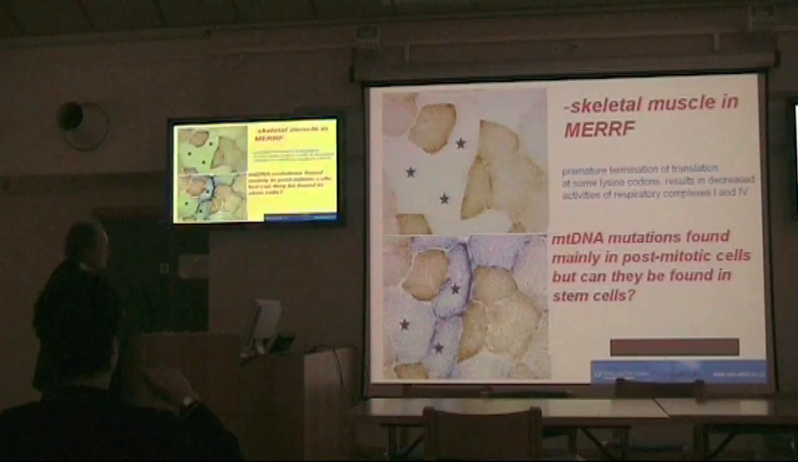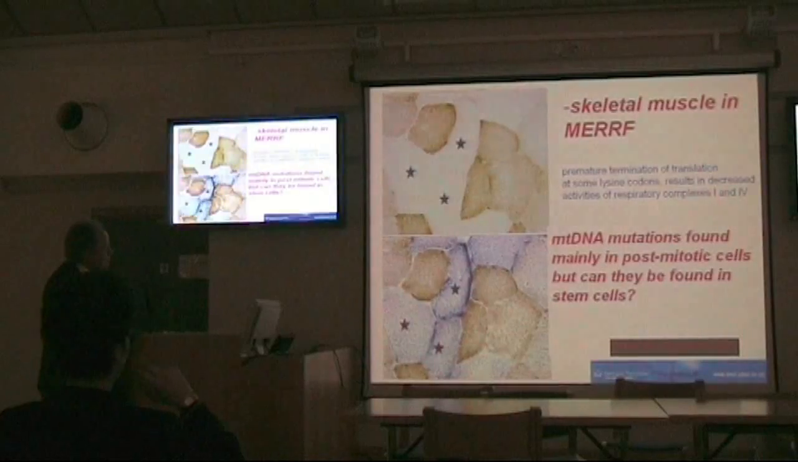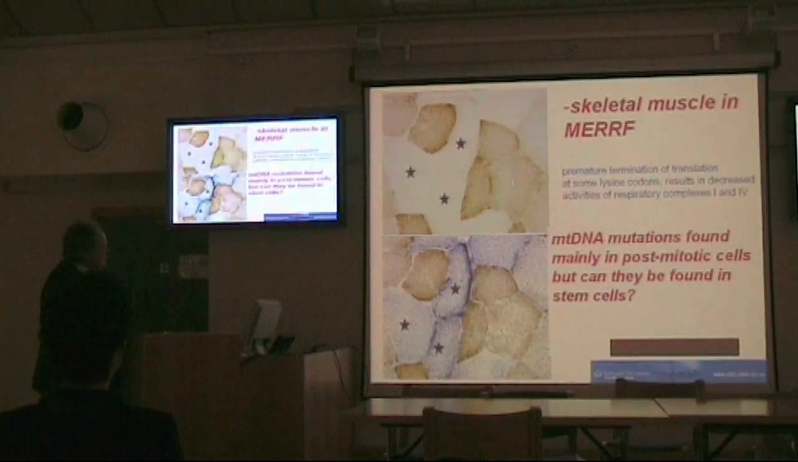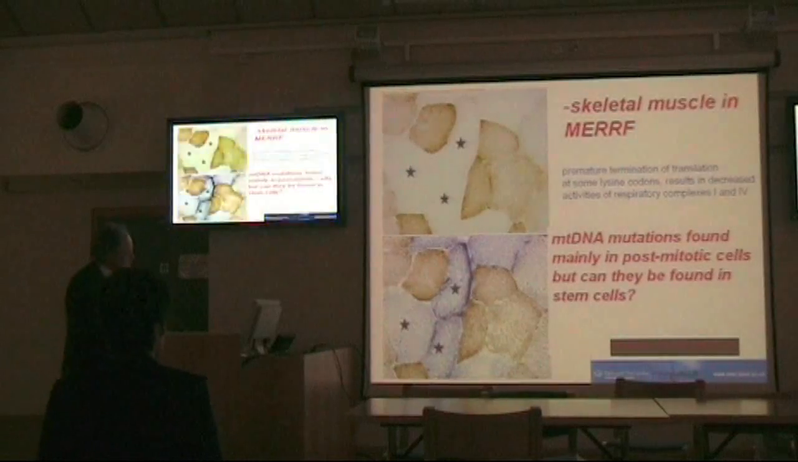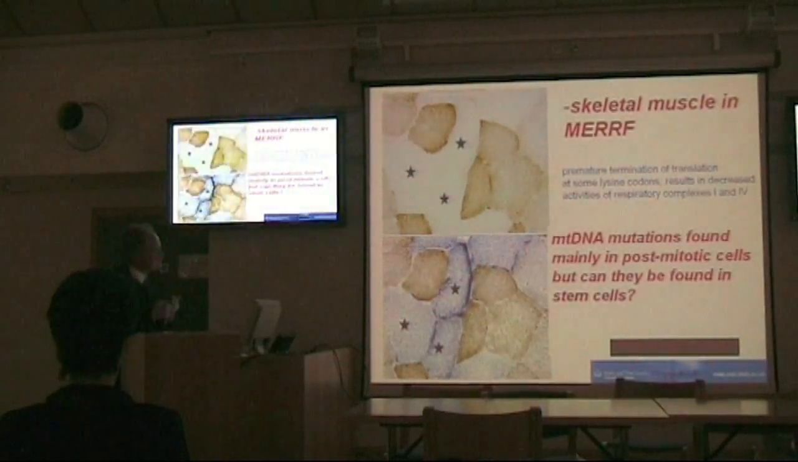This is stained for an enzyme called cytochrome C oxidase, which is part of respiratory complex 4. And you can see the wild type fibers are brown, that they're wild type, and the other ones don't stain. If you stain for a nuclear encoded enzyme like succinate dehydrogenase, you can pick these mutated fibers out in blue. And that's very nice.